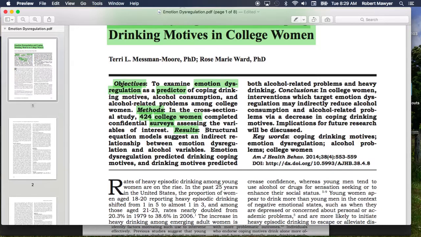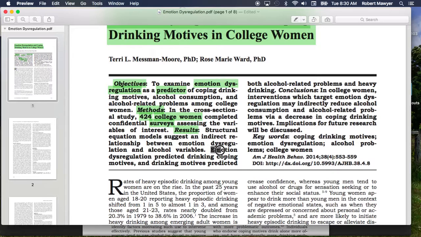So here what we see is structural equation models suggest an indirect relationship between emotion dysregulation and alcohol variables. First of all, I don't think we know what structural equation models are. That's probably a fancy statistics term. It sort of just doesn't matter. What's important is that this manipulation of the data that they found ends up suggesting a relationship between two of the things they were studying. It's an indirect relationship, but they did find a relationship.